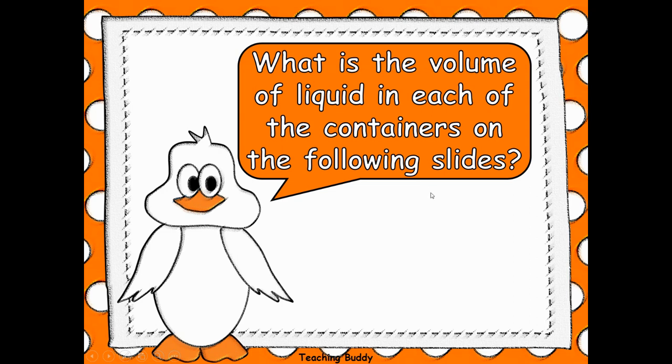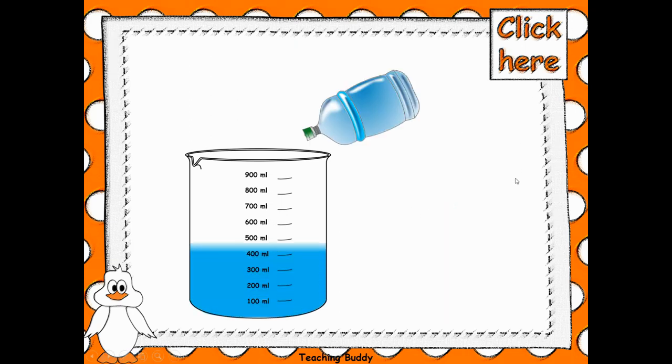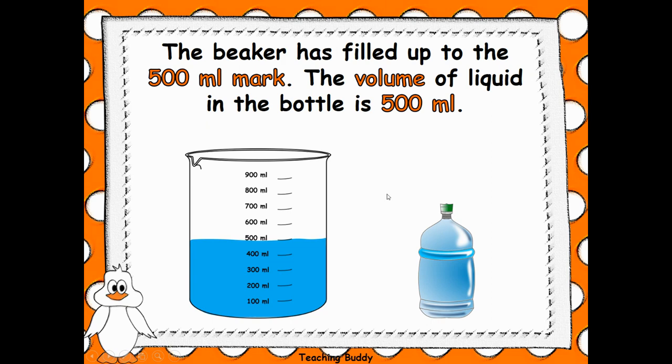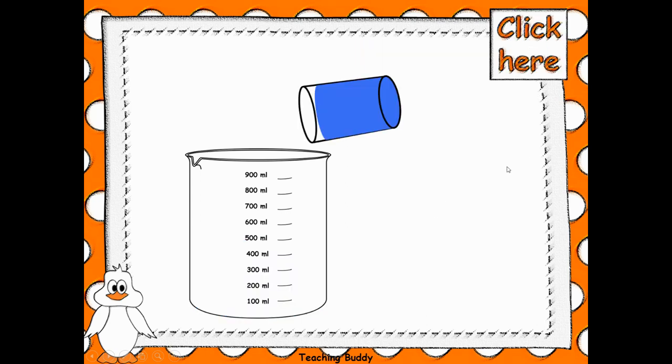All right, so let's look and see what is the volume of liquid in each of the containers on the following slides. We're going to do a few of these, and then we're going to look at some that have some different intervals. So let's see how much of the water is going to fill up the beaker. If I look here, it's dipping right at that 500 mark. So would you agree with me when I say that there are 500 milliliters of liquid in the bottle? Great job.